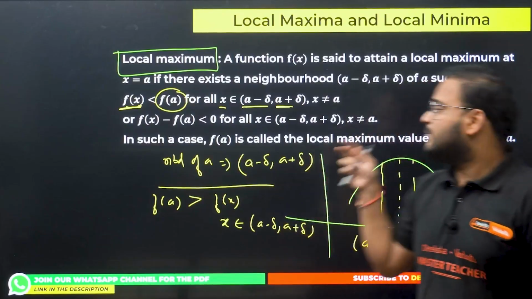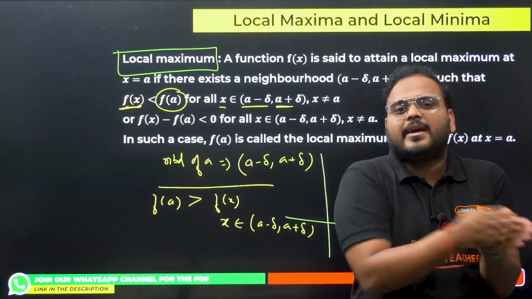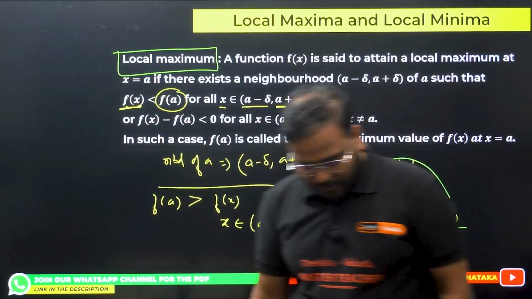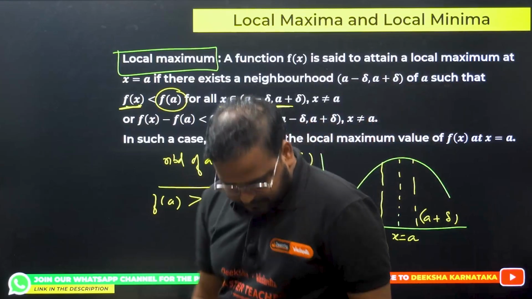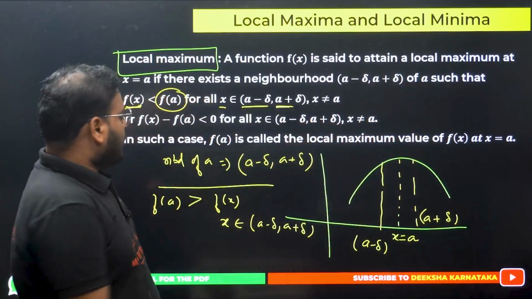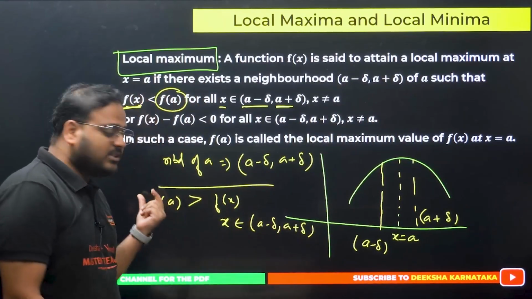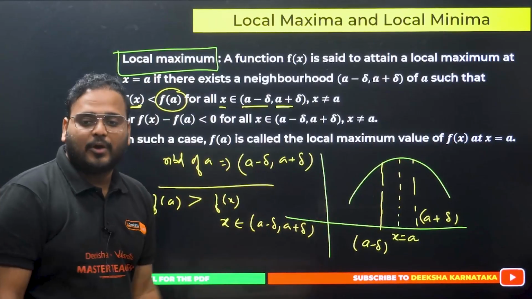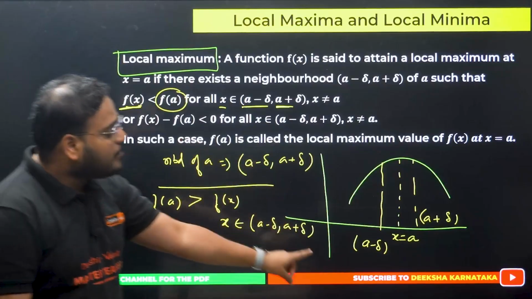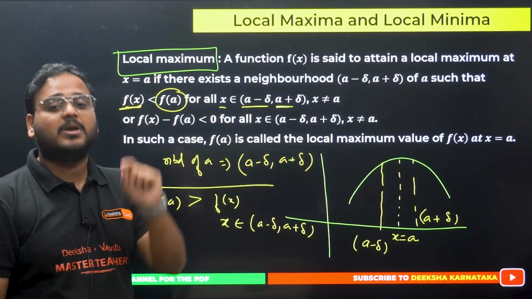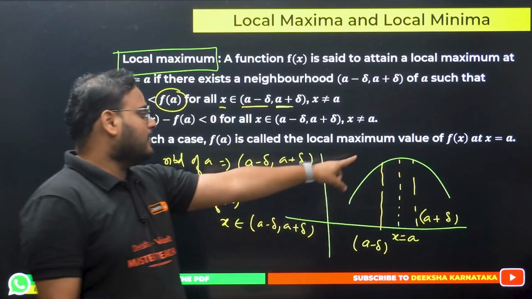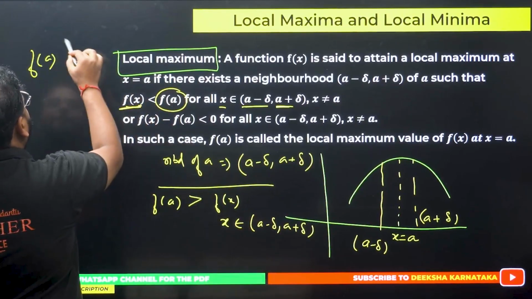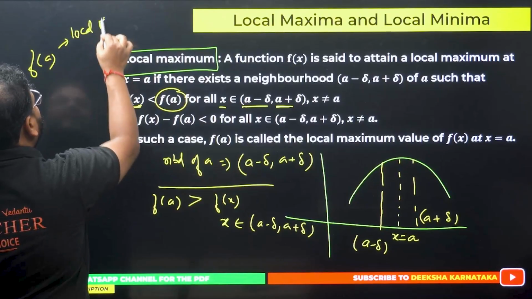What's the meaning of this? It means a very small value before that A and after that A. See the trend over here. That is called the neighborhood of the point A. Clear? So if you have this kind of trend, if the value of the function at point A is always greater than any value in the neighborhood of the point A, then the point A will be called the point of local maxima, and this f of A will become the local maximum value.